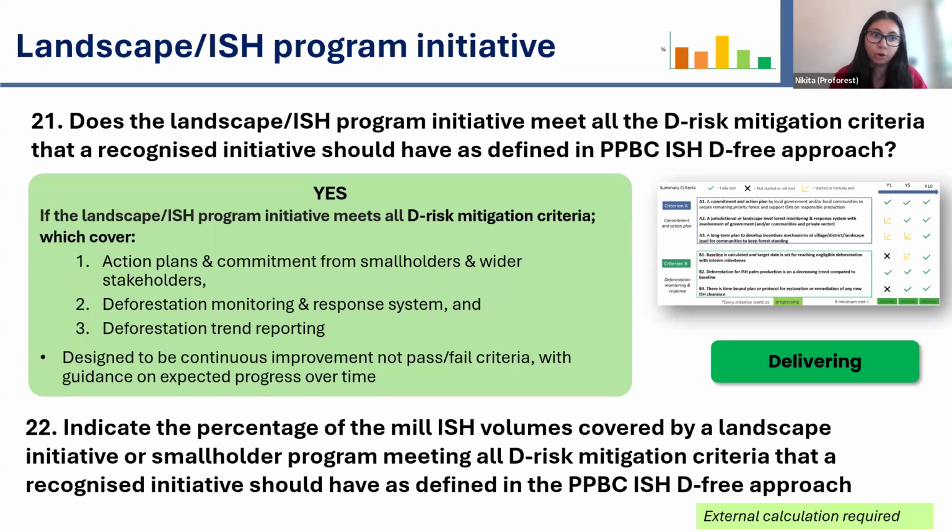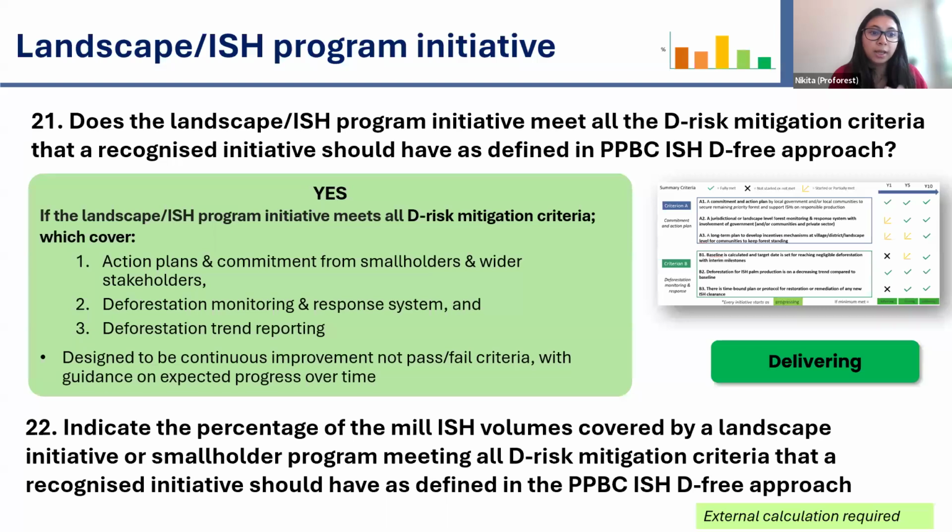As I mentioned before, the scope of the criteria are having action plans, commitment from smallholders, having a deforestation monitoring and response system in place, and having some amount of deforestation trend reporting. In the screenshot on the right is how the landscape criteria look at the moment, which you can access on the PPBC website to get familiar with the criteria if you are interested. Essentially, if you're answering yes to question 21, then the volumes would go into the delivering category of the IRF.